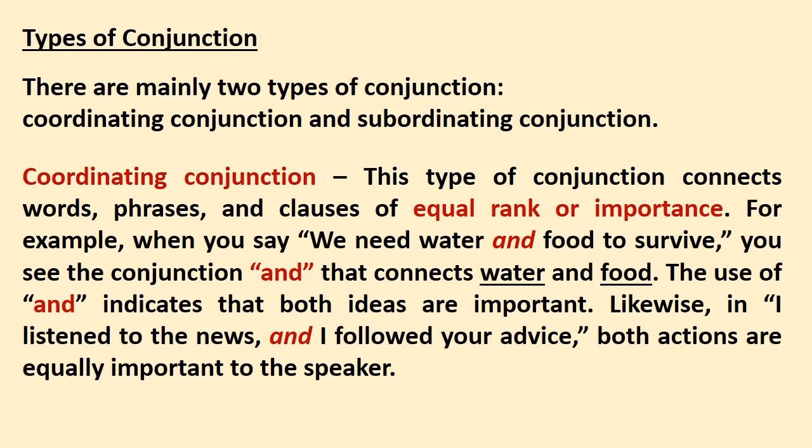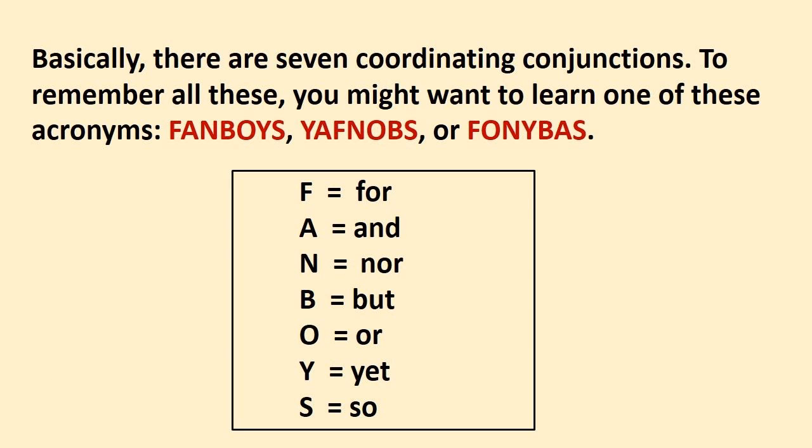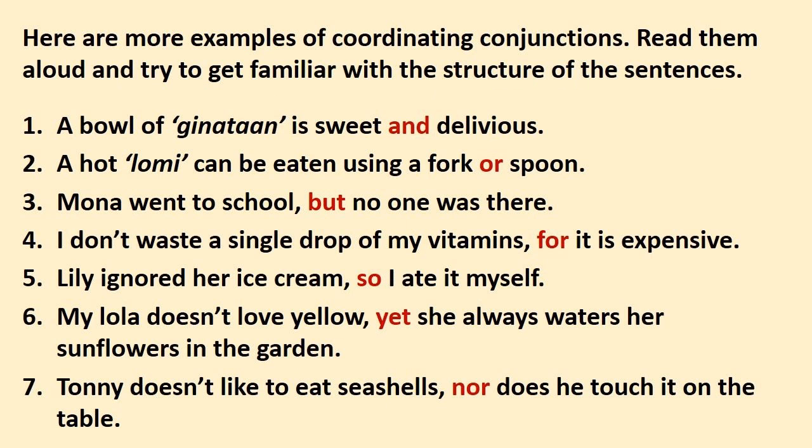Likewise, in "I listened to the news and I followed your advice," both actions are equally important to the speaker. Basically, there are 7 coordinating conjunctions. To remember all these, you might want to learn one of these acronyms: fanboys, yaffnobs, or fanabas. F for, A and, N nor, B but, O or, Y yet, S so.